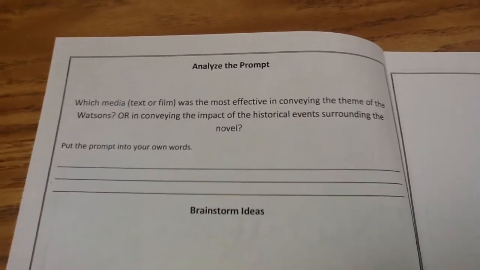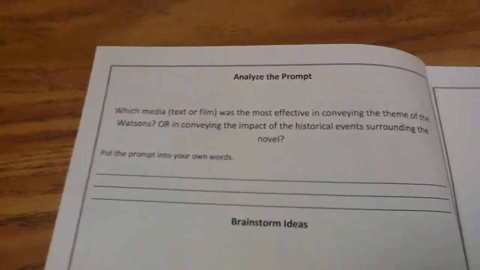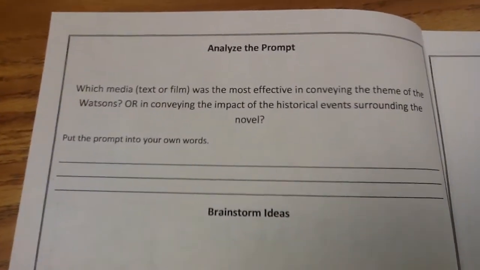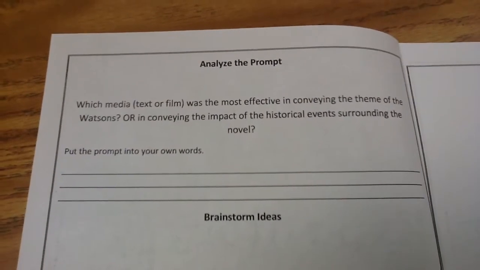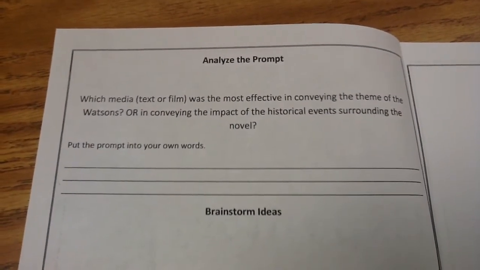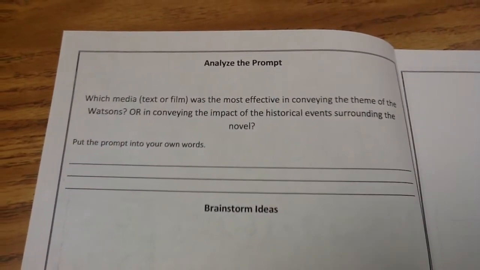Now, let's go ahead and turn the page and see what our expectations are for this assignment. The first thing that I need to do is look at and analyze the prompt. First, I'm going to read it. Then, I will annotate it and look at the specifics of what I need to do. And it says, which media, text or film, was the most effective in conveying the theme of the Watsons, or in conveying the impact of the historical events surrounding the novel?